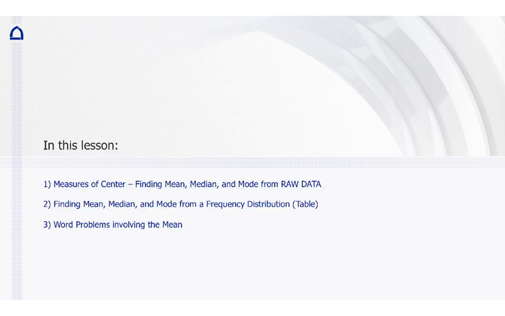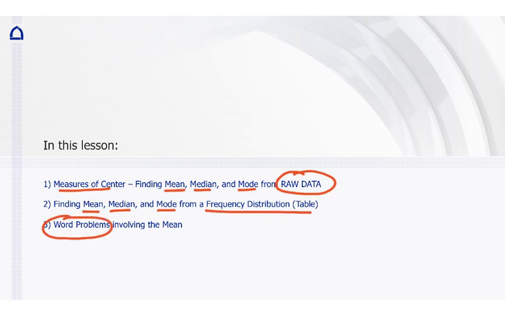Okay, I'm going to cut up this video into three sections. First, we'll talk about what the mean, the median, and the mode are. These are called measures of center. We will do the mean, median, and mode from raw data, just a list of data. Then we will figure out how to find them from a frequency distribution, which is a table. And then lastly, we will do some word problems related to these topics.